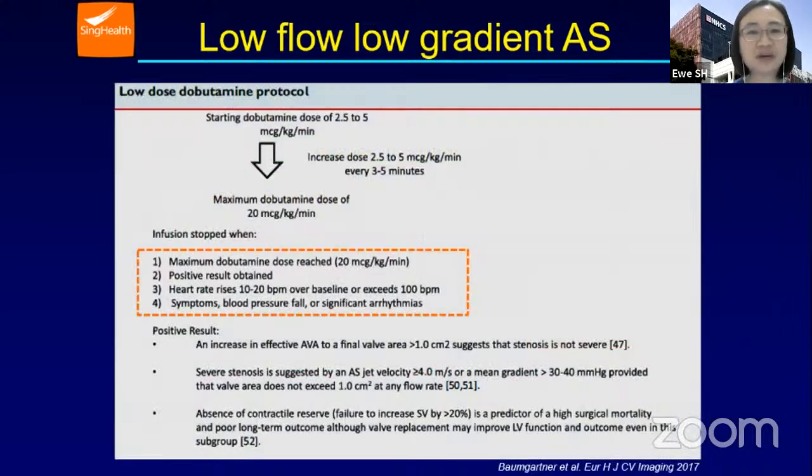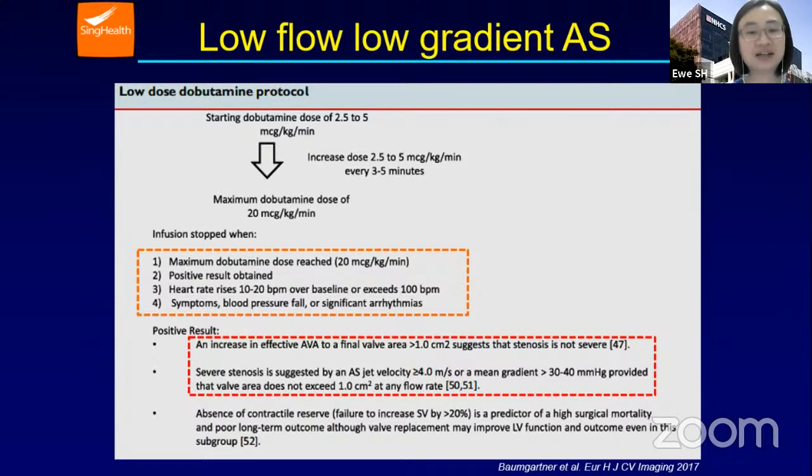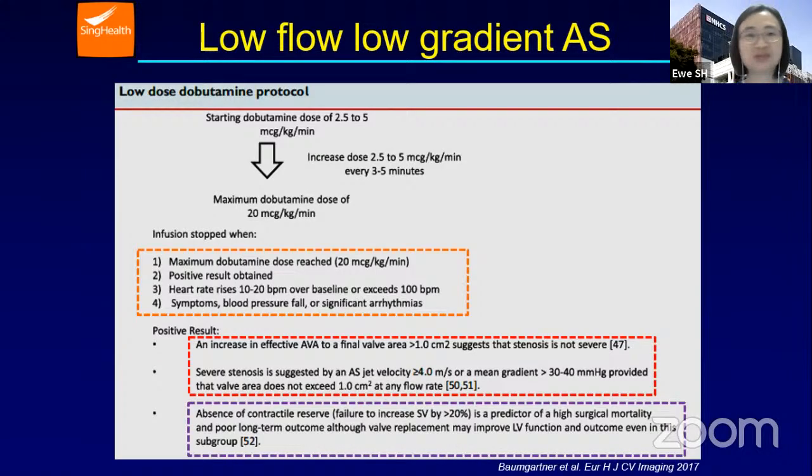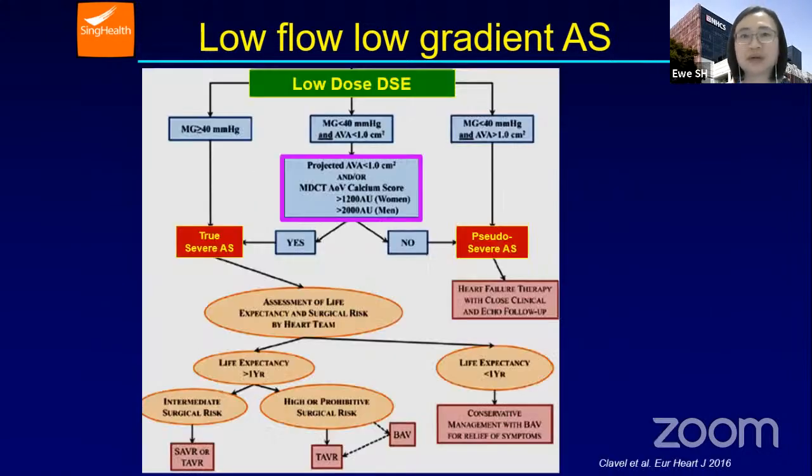The whole purpose of increasing the dobutamine is to increase the forward flow. To increase the forward flow, you hope that the velocity will be higher, and if it's severe aortic stenosis, the jet will be higher than 4 meters per second or the gradient greater than 40. However, the aortic valve area does not exceed 1. So in that case, you could call it severe stenosis. However, sometimes because of LV dysfunction, where there's no contractile or flow reserve, you can't tell whether it's truly severe or just concomitant non-severe aortic stenosis. In that case, the flow measurements from dobutamine stress do not help you.